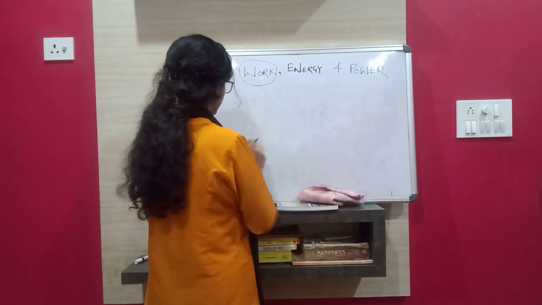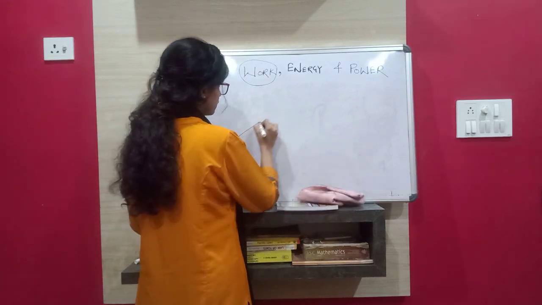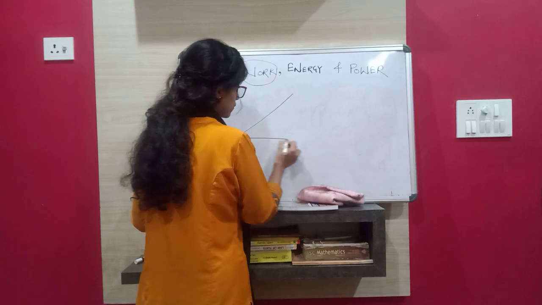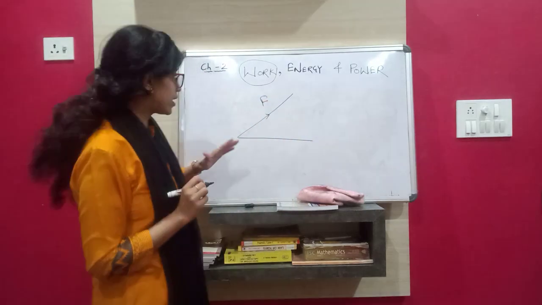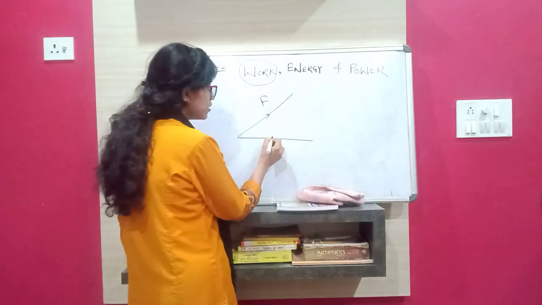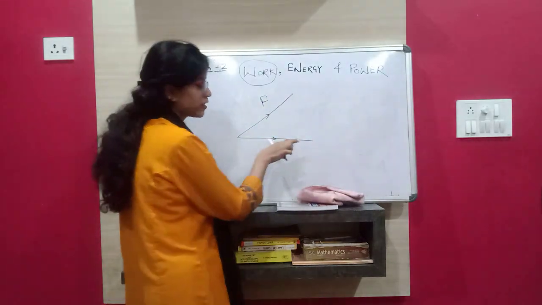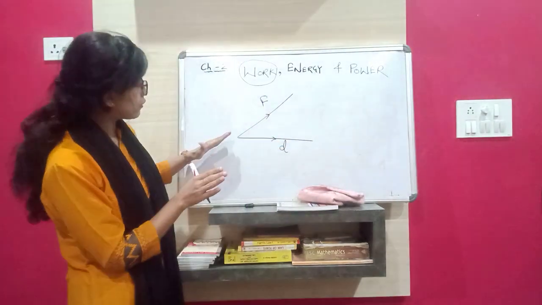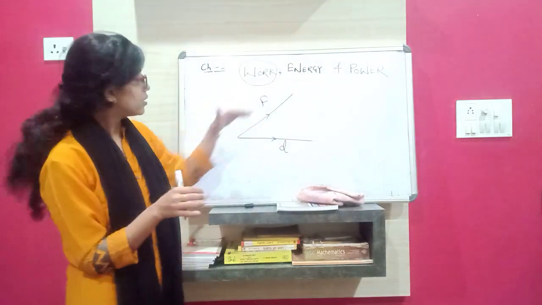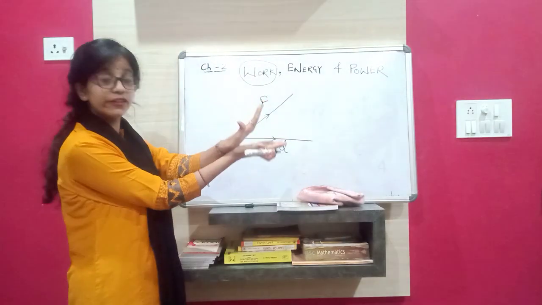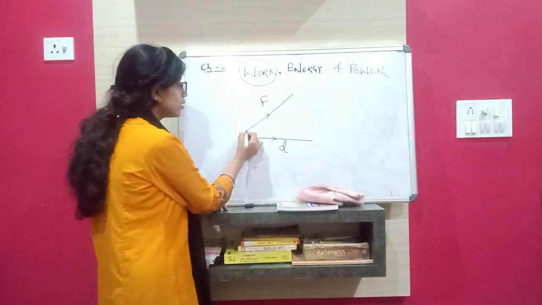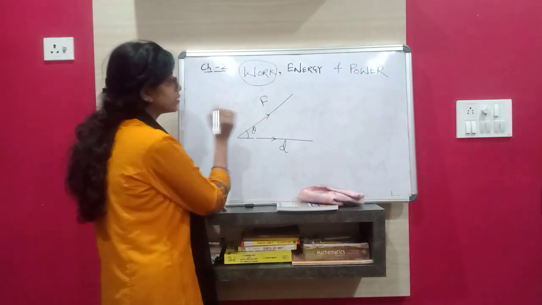Okay, so let's see that here. Let's say we have a direction of force here in this direction, and we have the direction of displacement. It's simple: on a body the force is acting in this direction, the displacement is acting in this direction, and if you see, they are in two different directions.